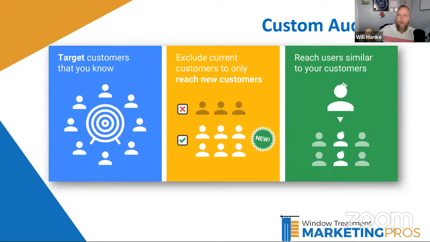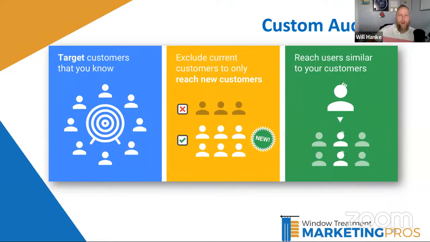If, let's say, you have a 6-month checkup sale or something like that, that would be a good opportunity for that. You can also exclude current customers to only reach new. So in this case, you would still upload your current customer list and then say, show ads to people that meet these demographics, but are not these people because we've already done business with them.